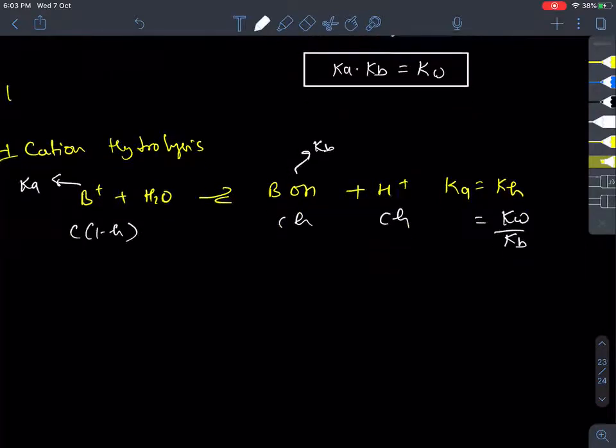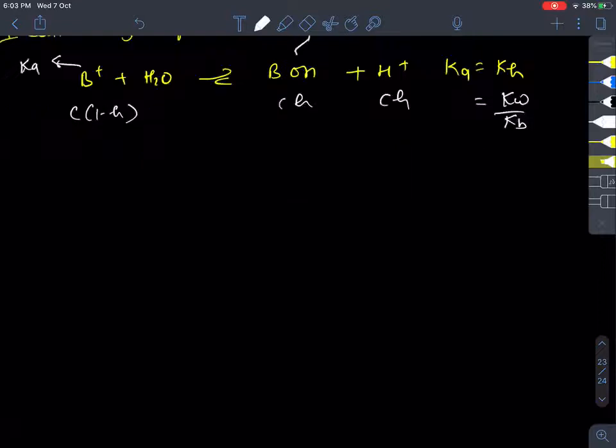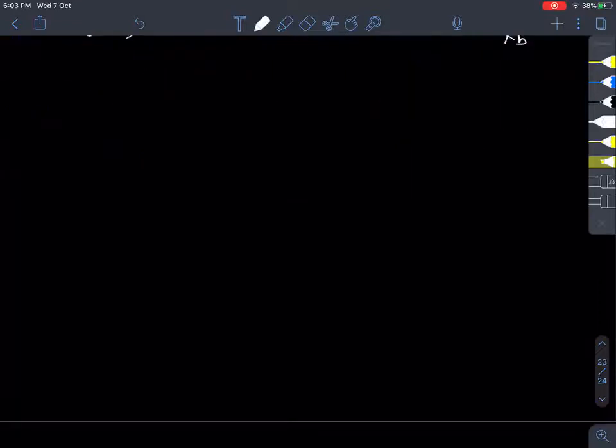Now the question is how to identify. Sir, how to identify whether the cation hydrolysis will be there, whether the anion hydrolysis will be there, or whether both will hydrolyze. So guys, there is a thumb rule. Please remember this as a thumb rule.